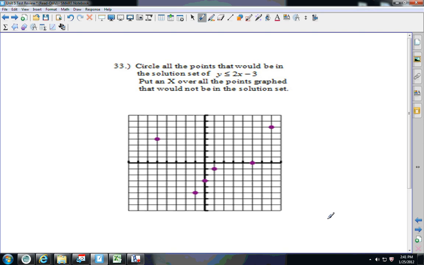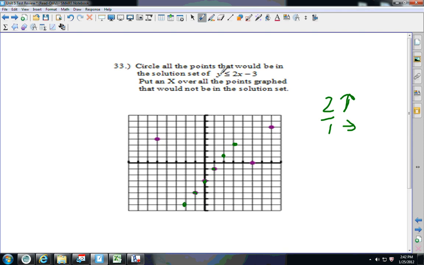33, same idea. So let's go and graph this. I'm going to graph -3, 1, 2, 3, and 2x, 2 over 1, up 2 to the right 1. Up 2 to the right 1, put a dot. I can also go down 2 to the left 1.